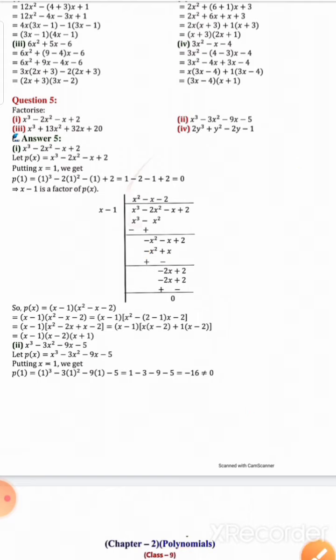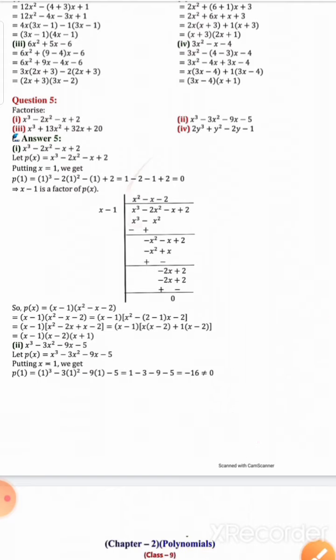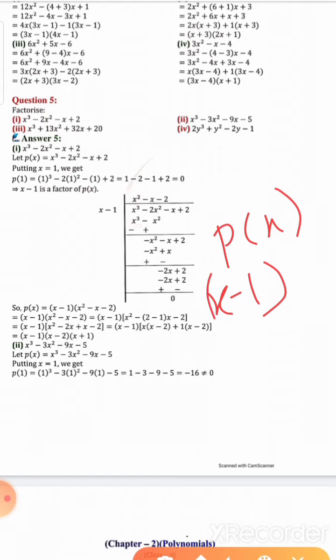Now again compare the terms of the dividend, minus 2x, and the divisor x, we get the quotient minus 2. Substitute in the quotient polynomial and multiply minus 2 by x minus 1, subtracting we get the remainder 0. So we write our polynomial in factor form. P of x is equal to, first factor is x minus 1 and quotient is x square minus x minus 2, and remainder is 0, so we don't show plus 0 here. We get these two factors of our polynomial.